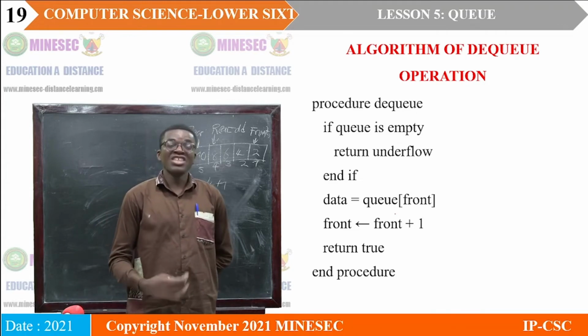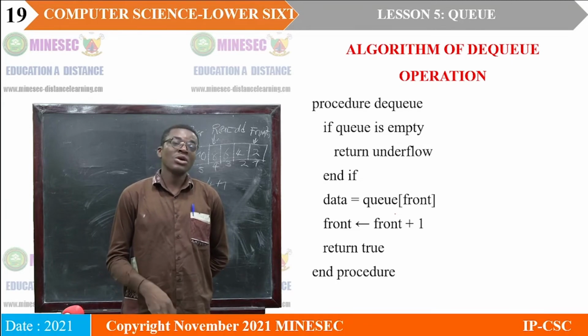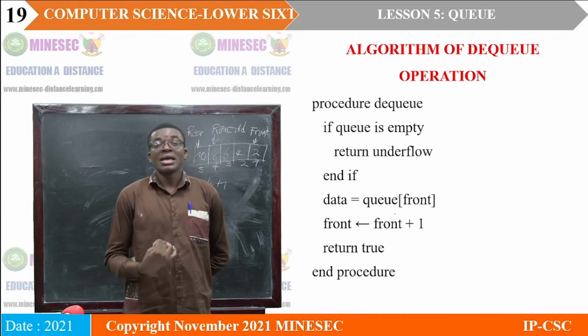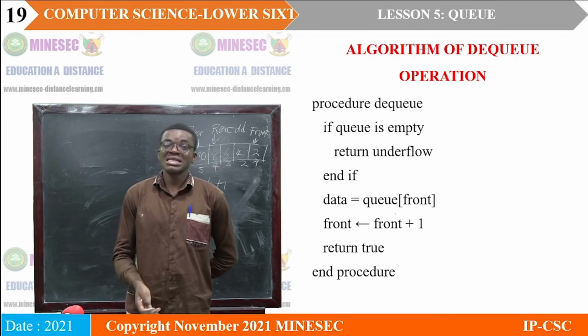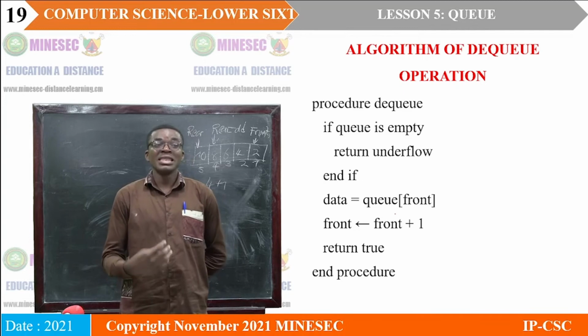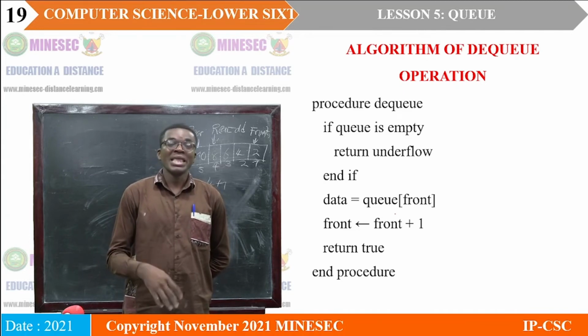We begin by checking if our queue is empty. If our queue is empty, we are going to return an underflow condition. Underflow condition, as we saw in our life-like situation in which our list is empty, but we want to remove data items from it.